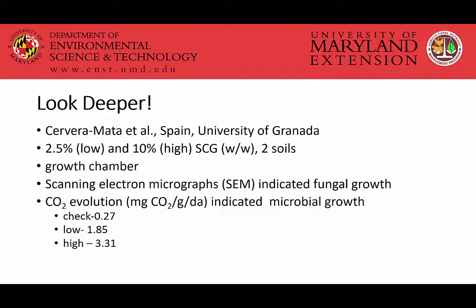They looked at two rates, 2.5% of the soil and 10% of the soil. These are humongous rates. They also looked at two soils. Now, this was a fairly semi-arid area, so one was alkaline and one was close to 7. They did the work in a growth chamber. They didn't look at nitrogen release at all, but they looked at, could I see any microbes, and is there any evidence that the microbes are growing in this organic material? So they did scanning electron micrographs at the end of the experiment, and they could see fungal growth all over the place. The fungi don't care about what's in this stuff, all right?